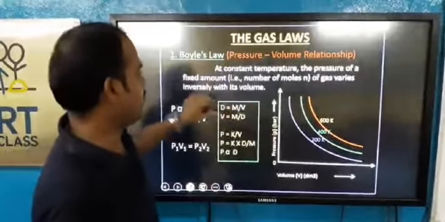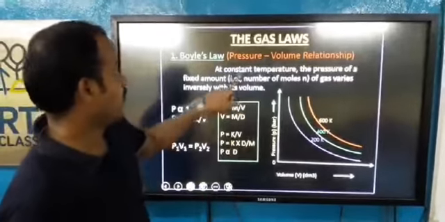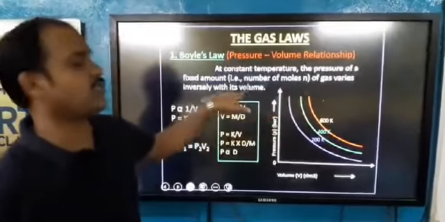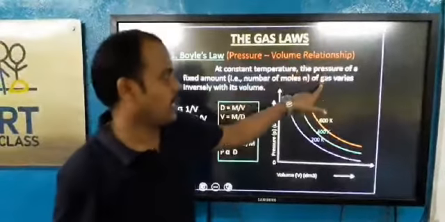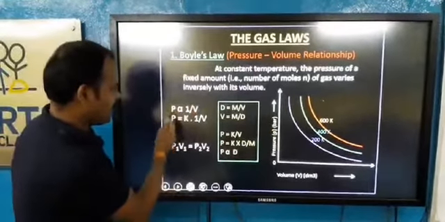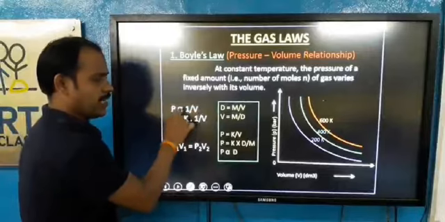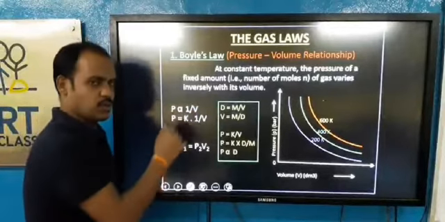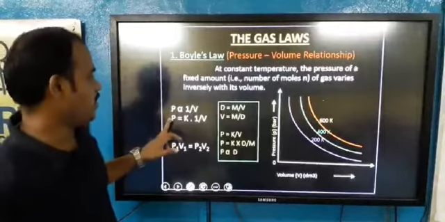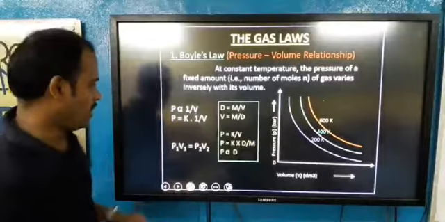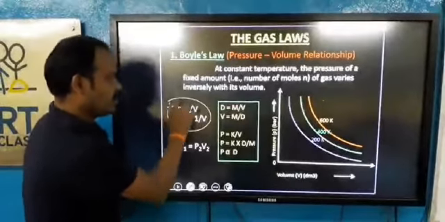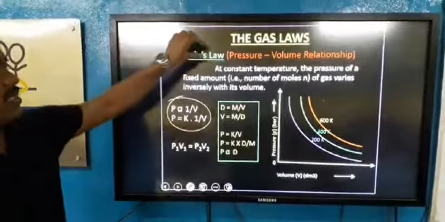At constant temperature for a fixed amount of gas, the pressure varies inversely with its volume. Means pressure is inversely proportional to volume. Okay, mathematically we can say here P is directly proportional to 1 by V, or inversely proportional to V. If you remove this proportionality sign, it will be P is equal to K into 1 by V. This K is a constant. So this is a mathematical expression of Boyle's law.